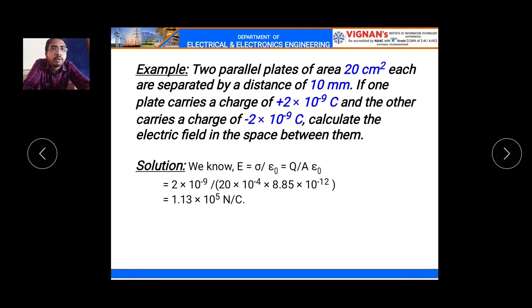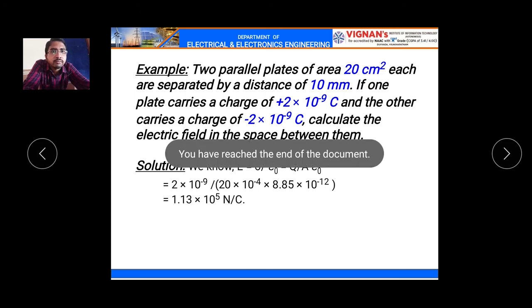So a small formula based problem, just how to find electric field. Okay, this is the information about Gauss law and its applications. Thank you.